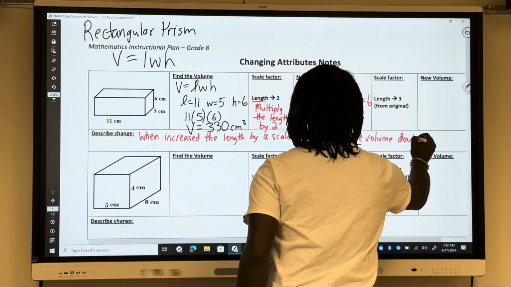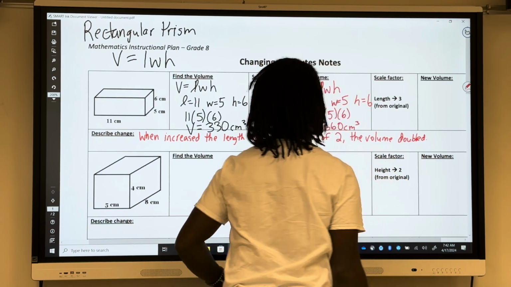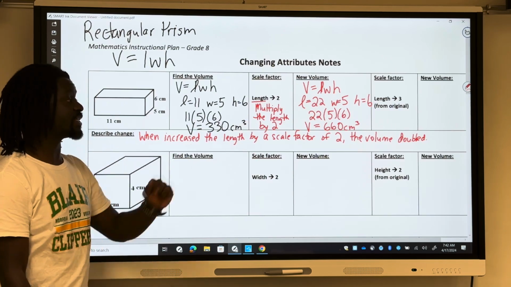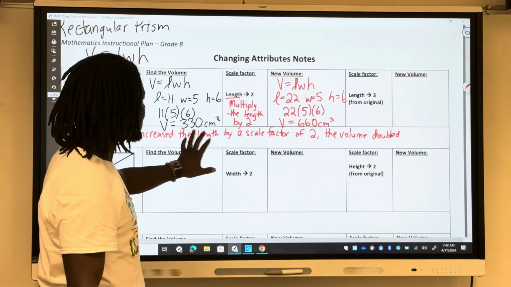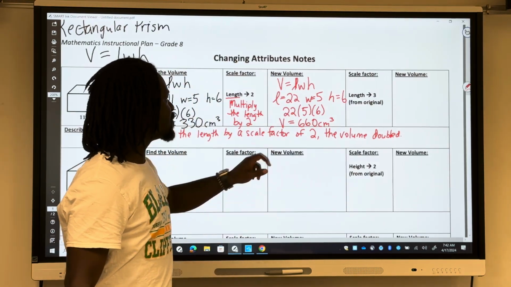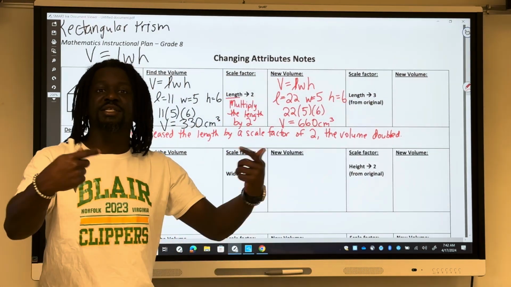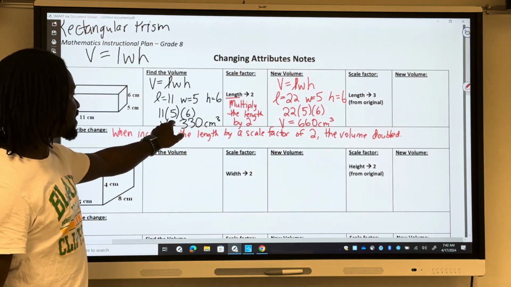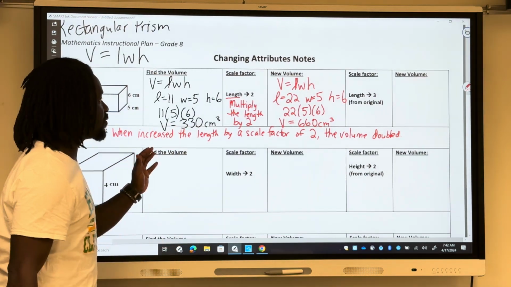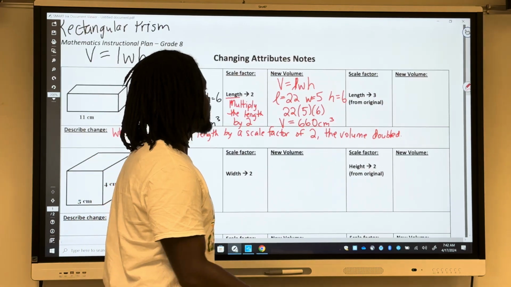Okay, it also increased by 2. All right, so that's, again, we see that. And so now I want to see what will happen if, this time, I increase the scale factor by 3. And so I'm going to triple it. And I want to see if the relationship is that it will also increase by 3.